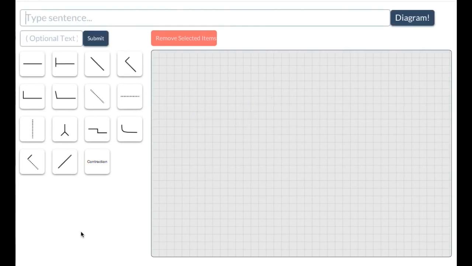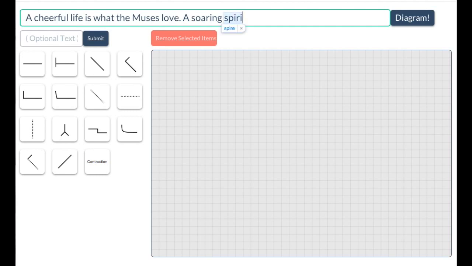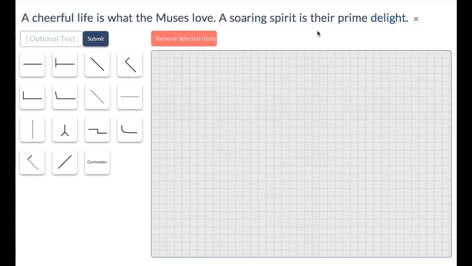Now this next quote is going to be a little bit more difficult. So it's actually made of two sentences. It's, "The cheerful life is what the Muses love. A soaring spirit is their prime delight." Okay, two sentences.